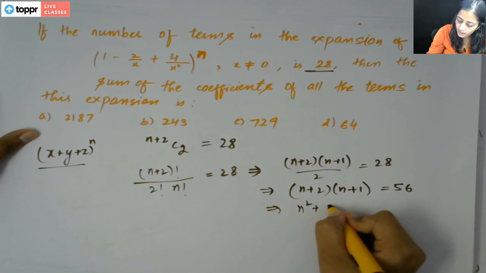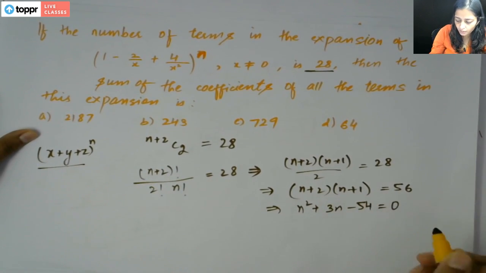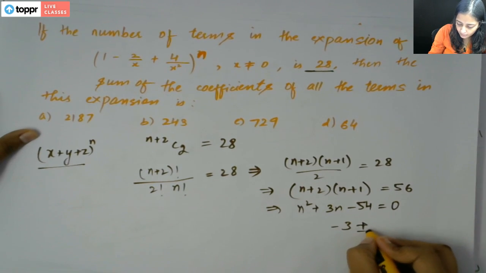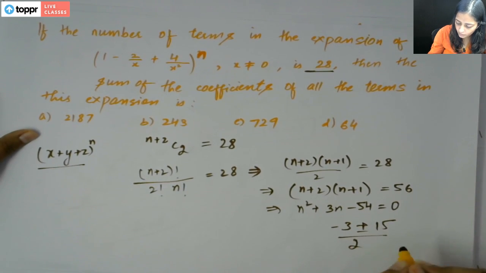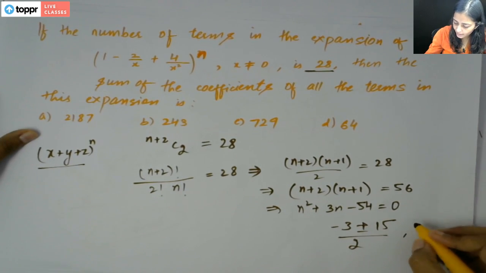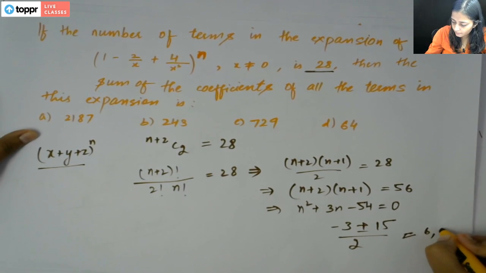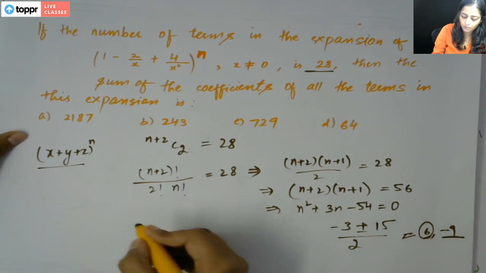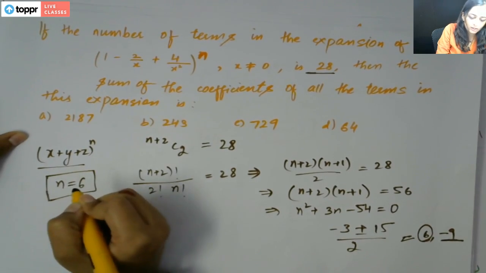n square plus 3n minus 54 is equal to 0. If I solve this using the discriminant formula, I'll get n equal to minus 3 plus minus 15 by 2. So if I solve, I'll get n equal to 6 comma minus 9. So n can only be positive because n cannot be negative. So our value of n is 6. We have got n is equal to 6.